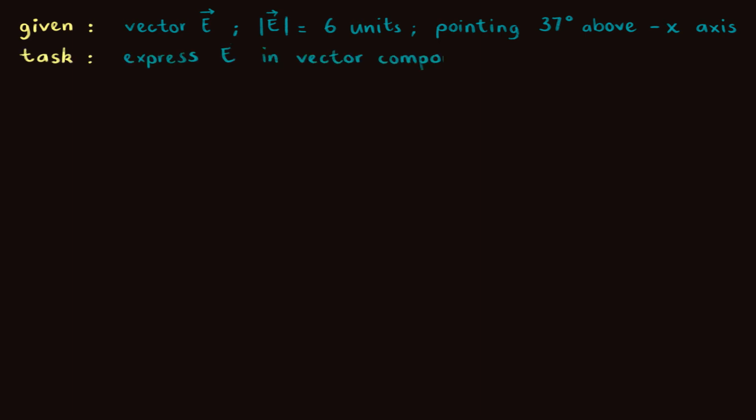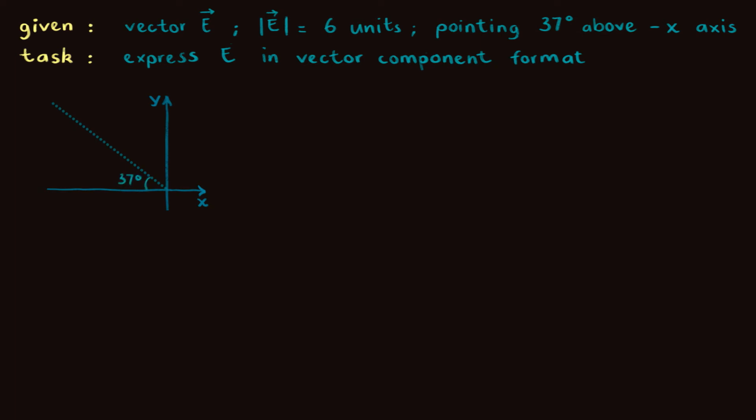Let's say the problem gives us vector E that has a magnitude of 6 units and is 37 degrees above the negative x-axis, and we are asked to express E in its vector components format. The first step is to visualize vector E in a sketch. Starting with the axis mentioned in the question, which in this case is the negative x-axis, we were told that E is 37 degrees above it, which is about this much.